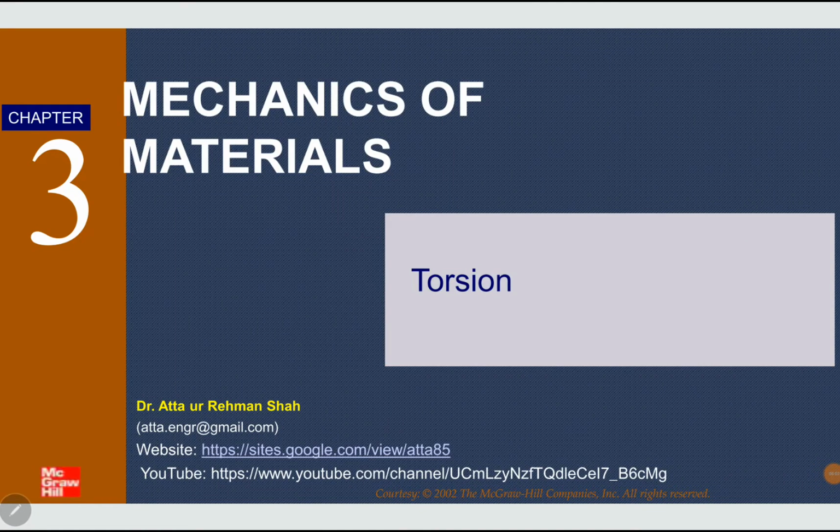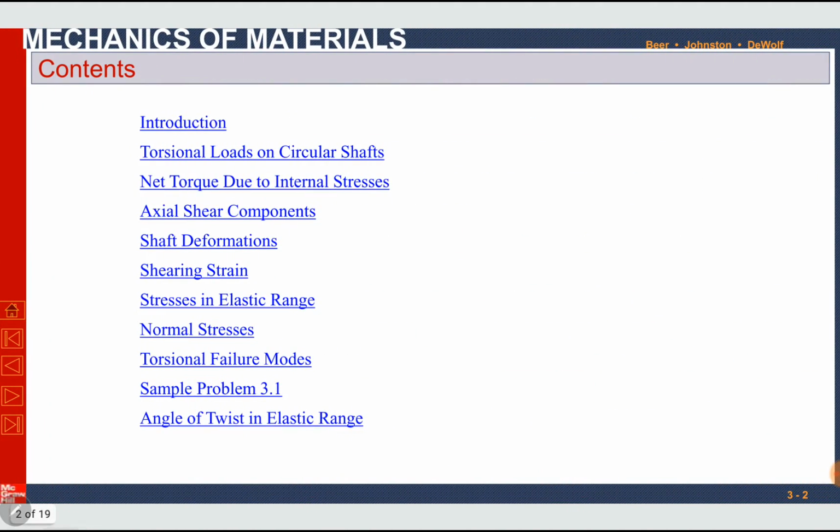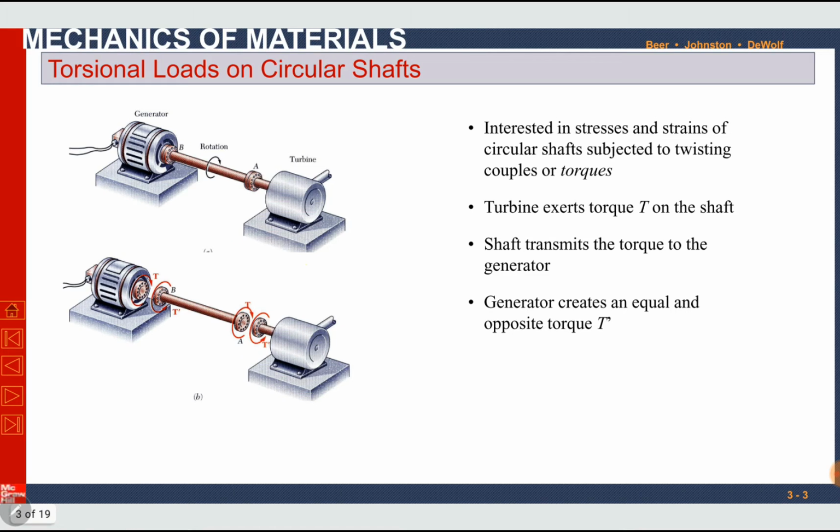This lecture is about the topic of torsion. It is chapter number 3 of the book Mechanics of Materials, 7th edition by Beer and Johnston. Before this topic, torsion, we have studied axial loading, stresses and strains under axial loading. We have studied normal stresses and shear stresses under axial loading. Now we will study stresses under torsion.